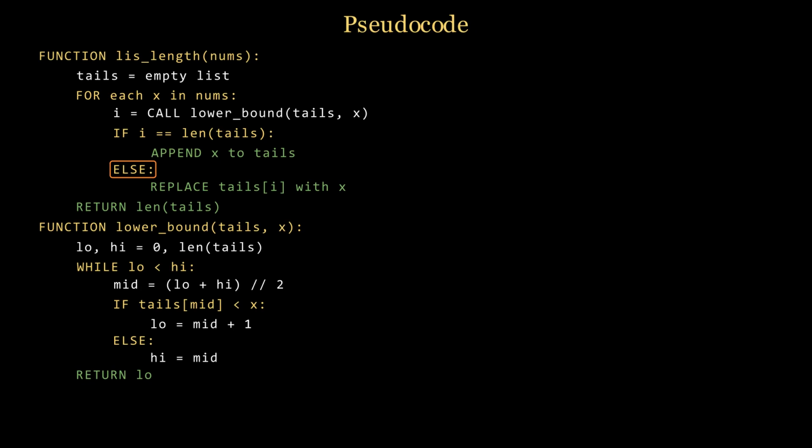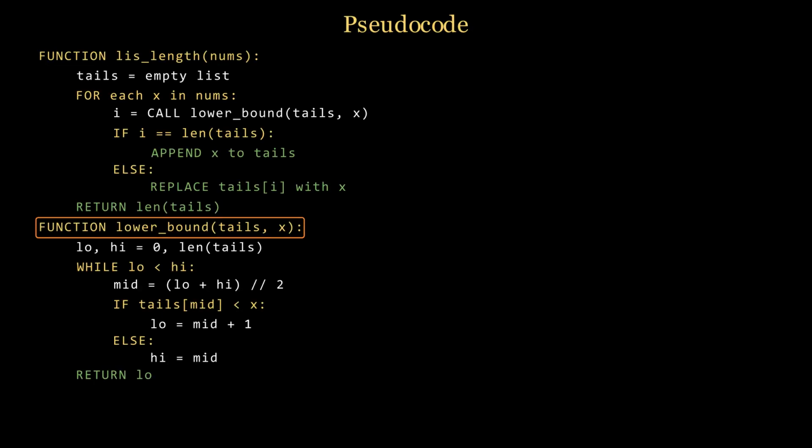Otherwise we overwrite an existing tail instead of growing. Replace tails at that index with x, tightening the row for future values. When nums is done, return how many tails we built.